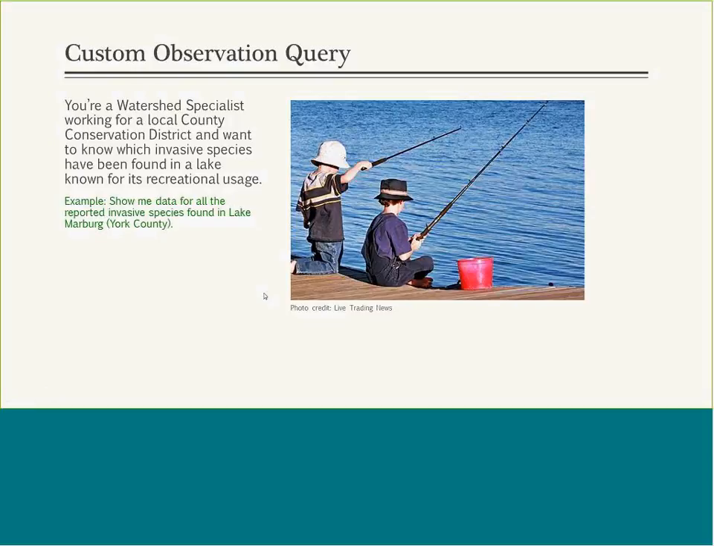Here's an example of how to use this query tool. Say you're a watershed specialist and you're working for a local county conservation district, and you want to know which invasive species have been found in a particular lake that's known for its recreational usage, because ultimately you probably want to do treatment efforts to make sure that the lake can continue to be used for its recreation. It would be to show me all the data that's been reported in a particular lake. So I chose Lake Marburg, which is in York County.